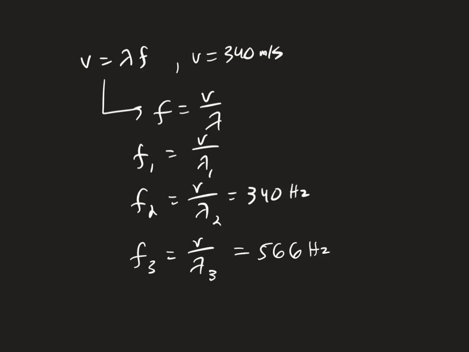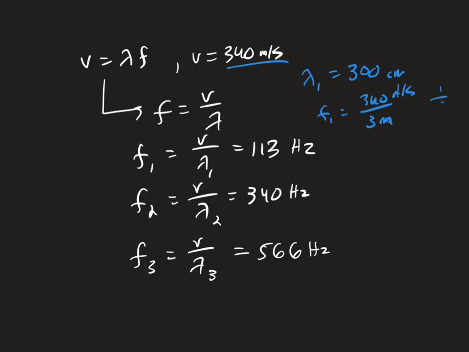Just be a little careful that we calculated the wavelength to be, for instance for the first one, 300 centimeters. But of course, this velocity is in meters per second. So when I calculated the first frequency, I did 340 divided by 3 meters. That's how you get consistent units. The answer is 113, and the units cancel. You get 1 over seconds for the units. That's hertz. So just be careful about the conversion here.